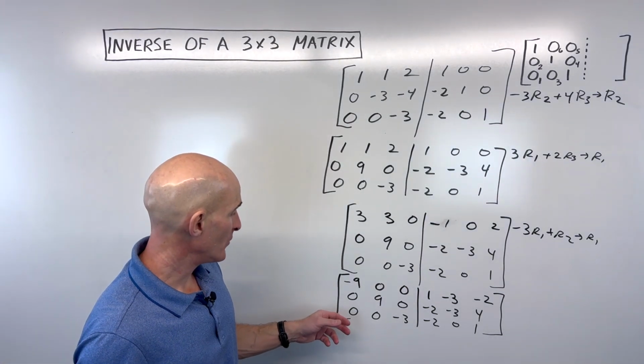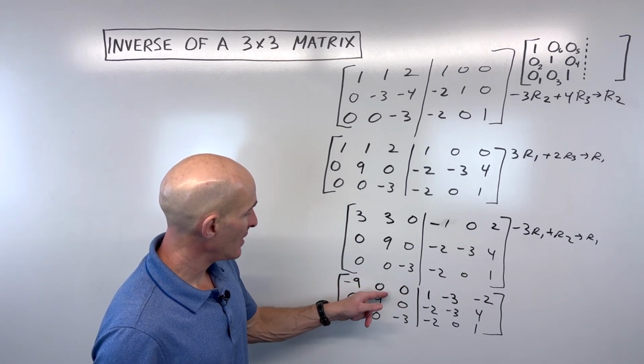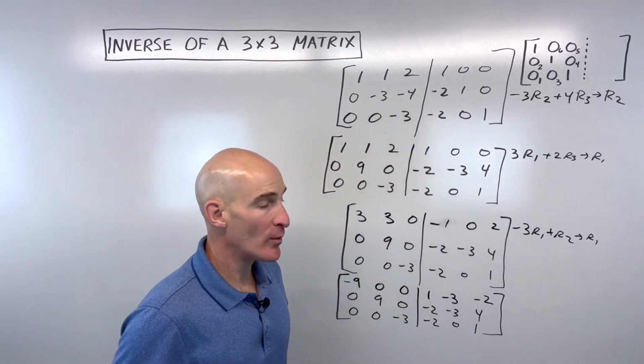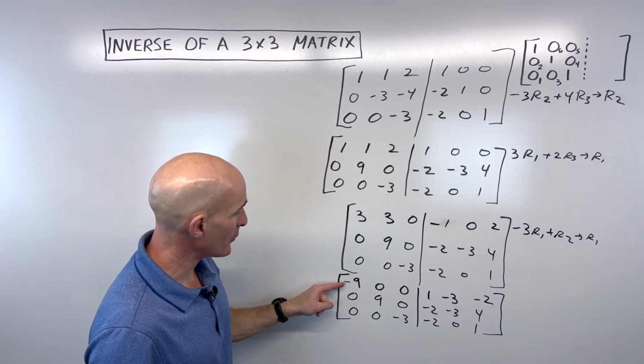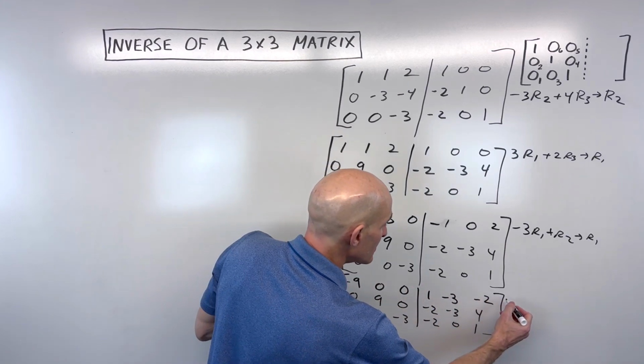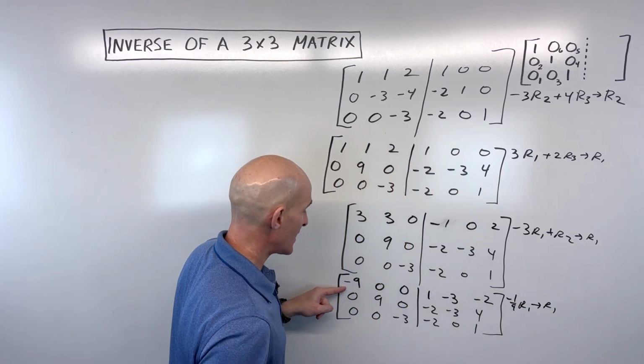Okay, so now you can see that we've got zeros in this lower left-hand corner, zeros in this upper right-hand corner. But what we want is ones on the diagonal. So what we can do here now, we can combine a few steps together. I'm going to multiply this first row by negative 1/9. So negative 1/9 times row 1, answer is going to stay in row 1.